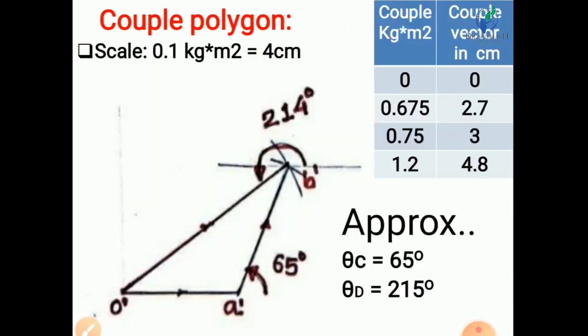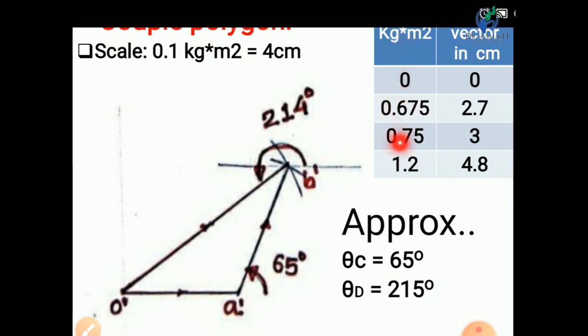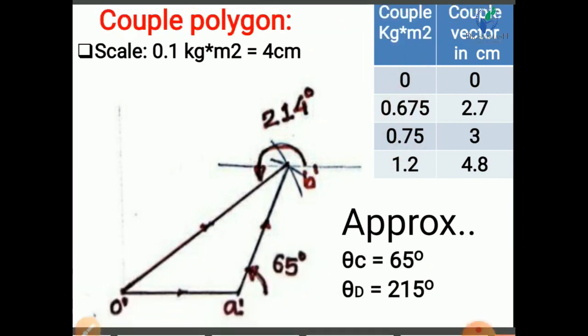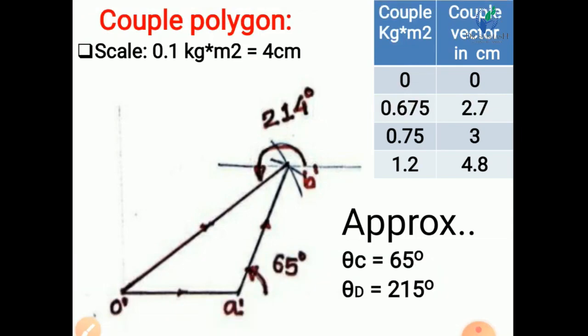So first of all we draw a couple polygon. Whether we draw a couple polygon or a force polygon depends on the minimum unknowns. So in a couple polygon, this is the couple for 4 planes. First couple is 0, 0.675, 0.75 and 1.2. Now we select a scale. We consider 0.1 kg into meter square is equal to 4 centimeter. If we convert these values into centimeter using this scale, then we obtain 0, 2.7, 3 and 4.8.